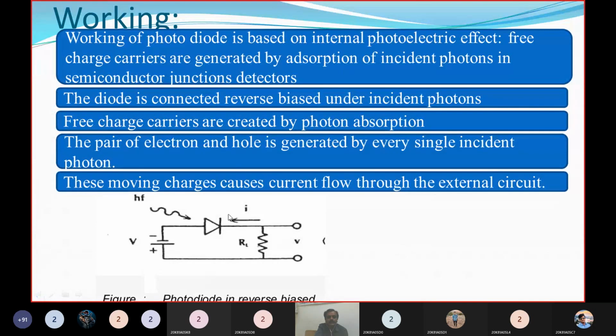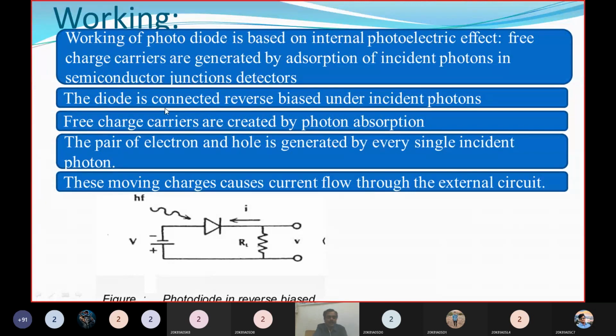When light is incident on the semiconducting material, electron-hole pairs will be generated. Those electron-hole pairs will move freely inside the material. That is called the internal photoelectric effect.